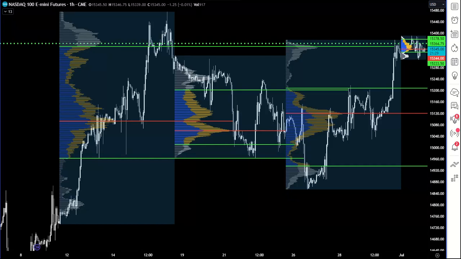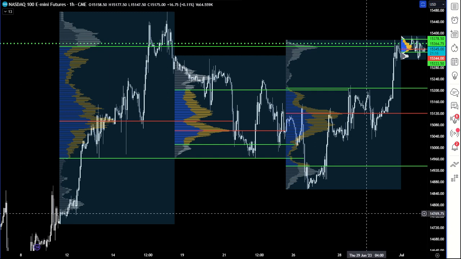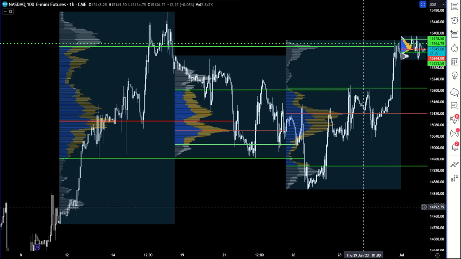Hi everyone. So I was asked recently to do a video on how I find levels or supply and demand zones using a volume profile. But first I just wanted to spend a couple of minutes on what a volume profile is. So the components of a volume profile are value area high, value area low, and the point of control or POC.